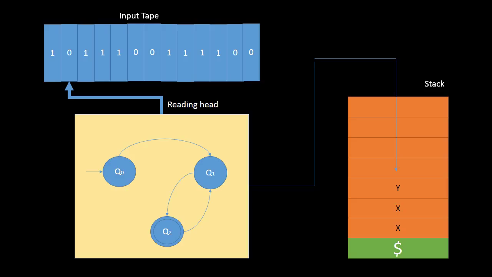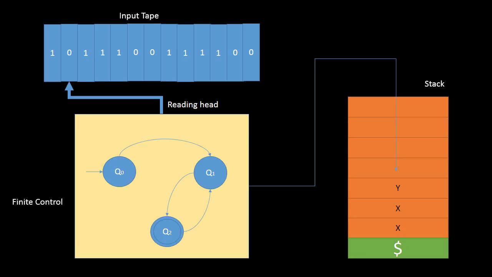Now in PDAs there is a special character which we will call dollar. This signifies that we have reached the bottom of the stack. So if we do a seek operation and a dollar is returned, it means that the stack is empty because there is nothing below the dollar sign. It is important to note that we can neither push nor pop the dollar sign.